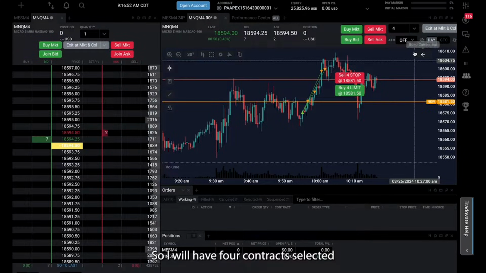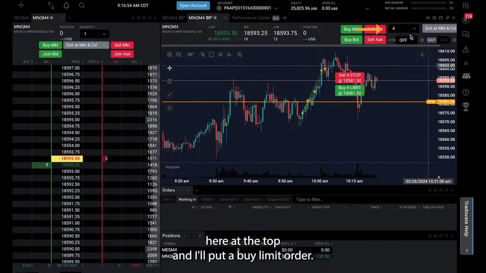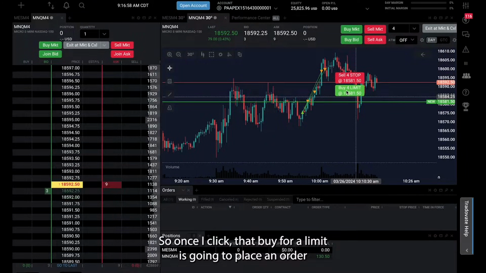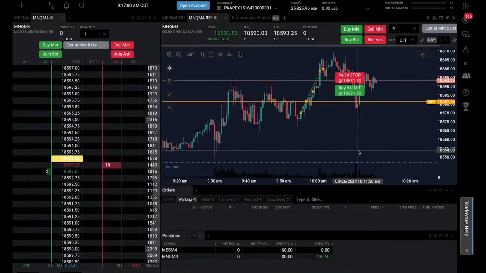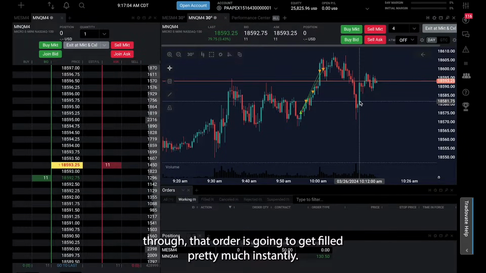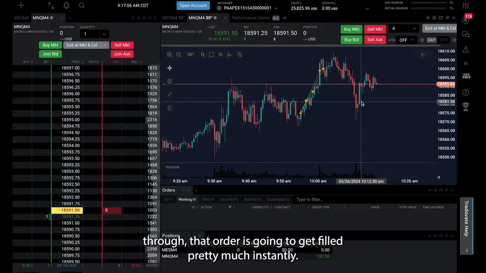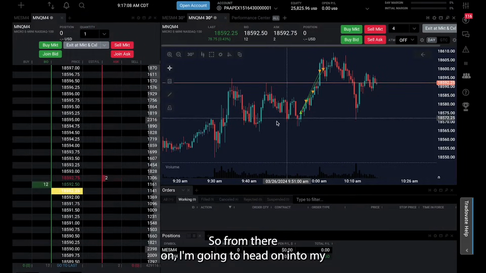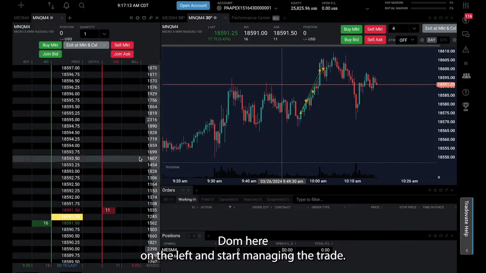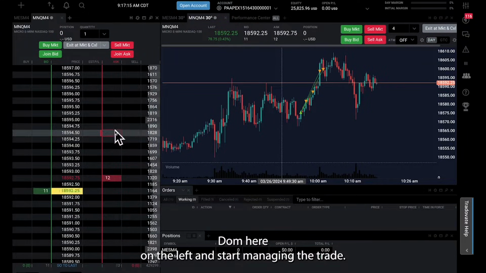I will have 4 contracts selected here at the top, and I'll put a buy limit order. Once I click that buy limit, it's going to place an order, and once price goes through that order, it's going to get filled pretty much instantly. From there, I'm going to head into my DOM here on the left and start managing the trade.